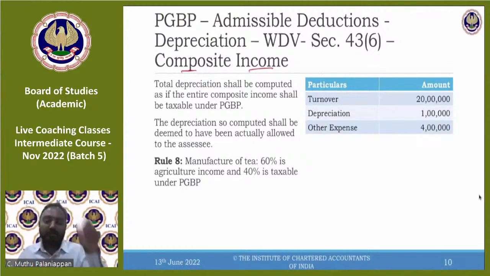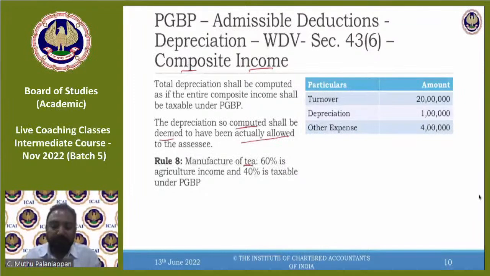We'll compute the depreciation for the whole, and whatever is computed for the whole amount will be deemed to be the actual depreciation allowed to the assessee. Though only a part of it is taxable and the rest is not taxable, I will still treat the entire depreciation as allowed. One good example is manufacturing of tea. Manufacturing of tea is partly agriculture, partly business income. How much is agriculture? 60% of it is agriculture income, and 40% is taxable under PGBP.